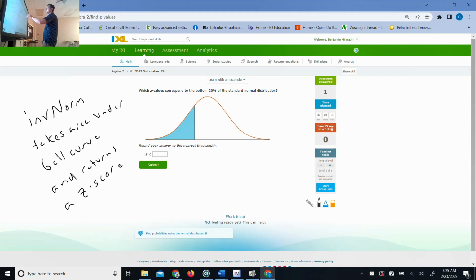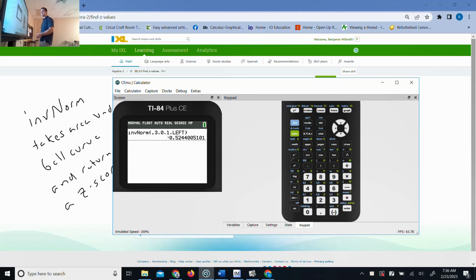Now, this is the bottom 20%, and notice that we have shaded the left tail. We call it a tail. We've shaded the left tail, and we want the bottom 20%. That means that this has an area equal to 0.2. It's 20% of the graph. Area is 0.2. So we're going to fire up our TI-84 Color Edition.